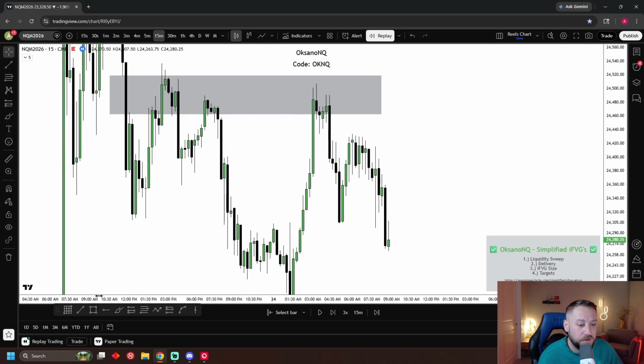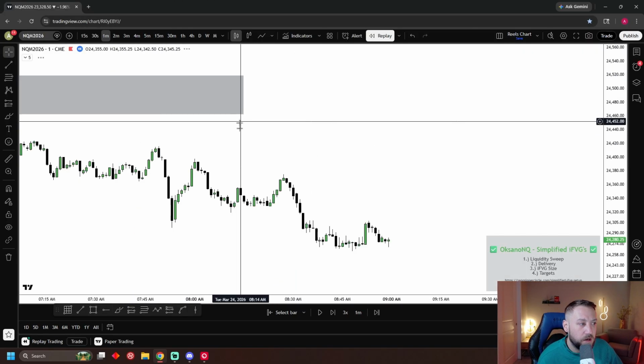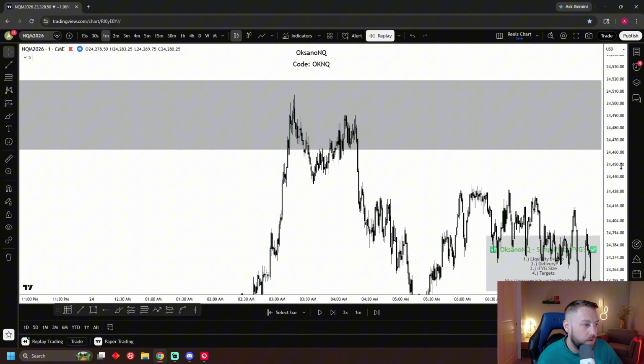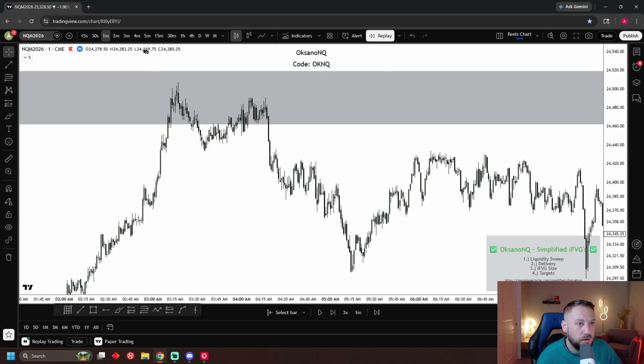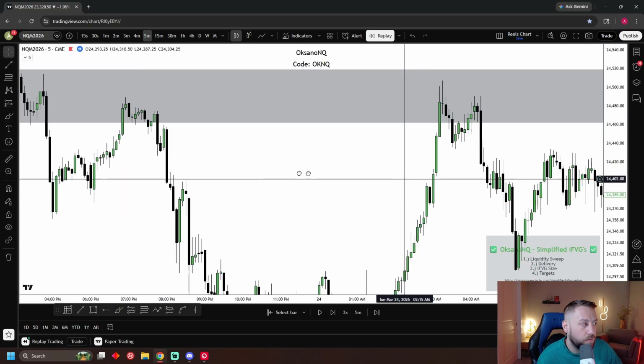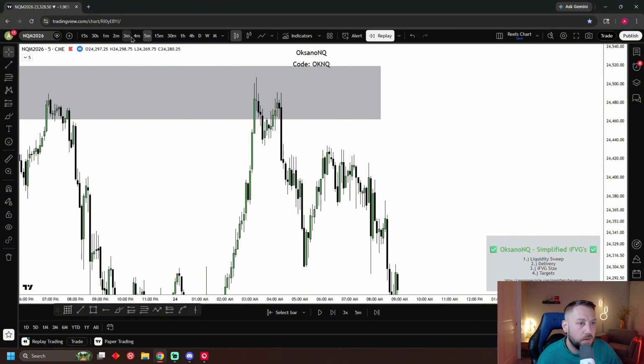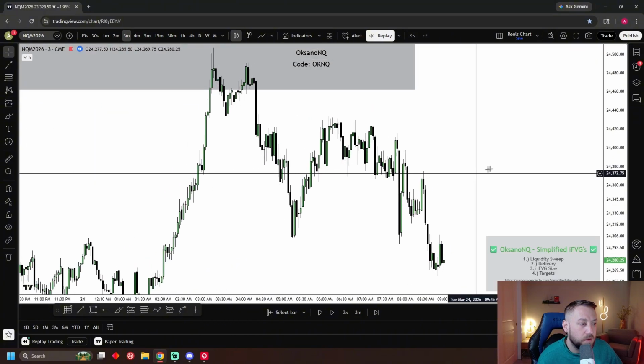So I extend out this 15-minute gap, zoom in on a lower time frame, right? And try and find my entry, which would probably be, let's see. Don't really see a clean one here, to be honest.